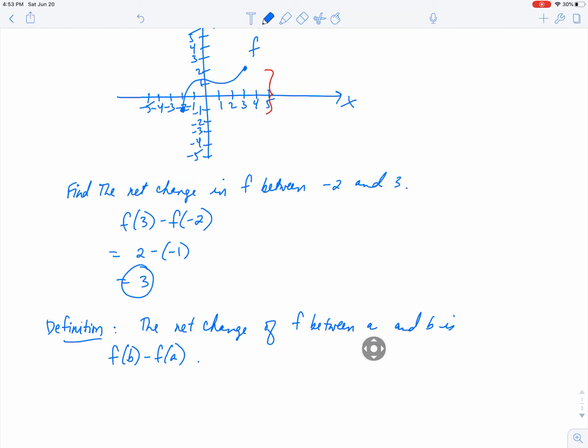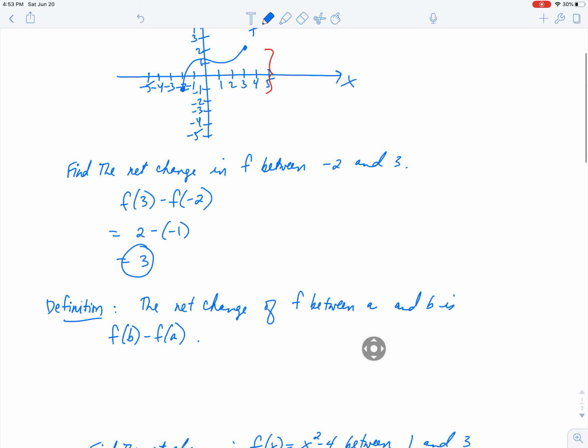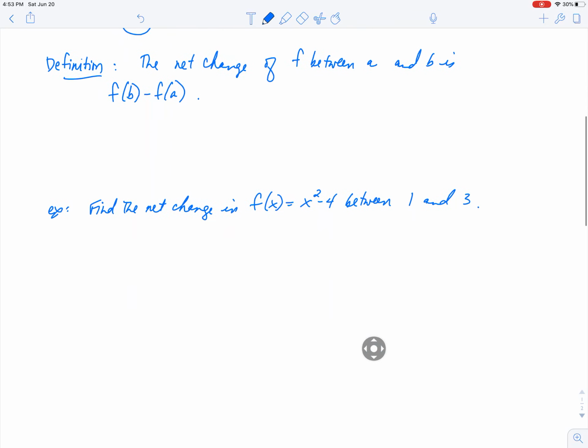Let me go ahead and calculate the net change of a function with you, where we're not given the graph of the function, but we're just given the equation of the function. Find the net change in f of x equals x squared minus 4 between 1 and 3. And of course, these are values of x again. So the net change is going to be, by definition, f at 3 take away f at 1.